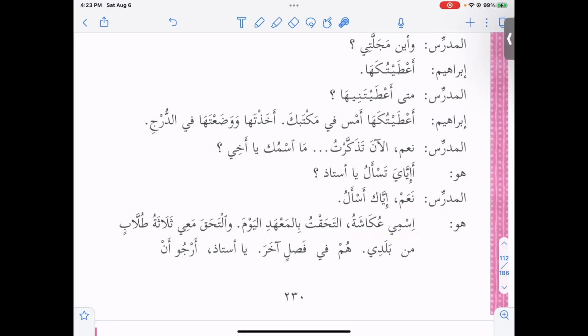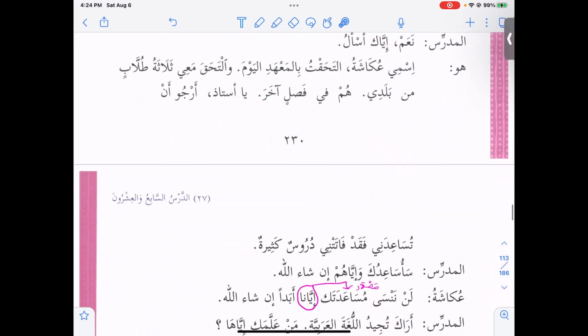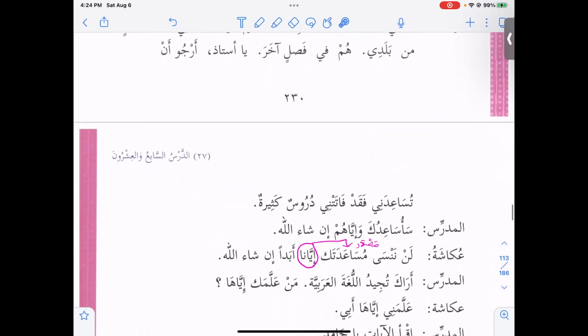Iltahaktu bil mahadi al yawma. I joined the university today. Waltahaka mai salasatu tulabin. And three more students joined with me, min baladi, three more students from my country. Hum fi faslin akhara. Ya ustad, arju an tusahadani fakad fatatani durusun kasiratun.